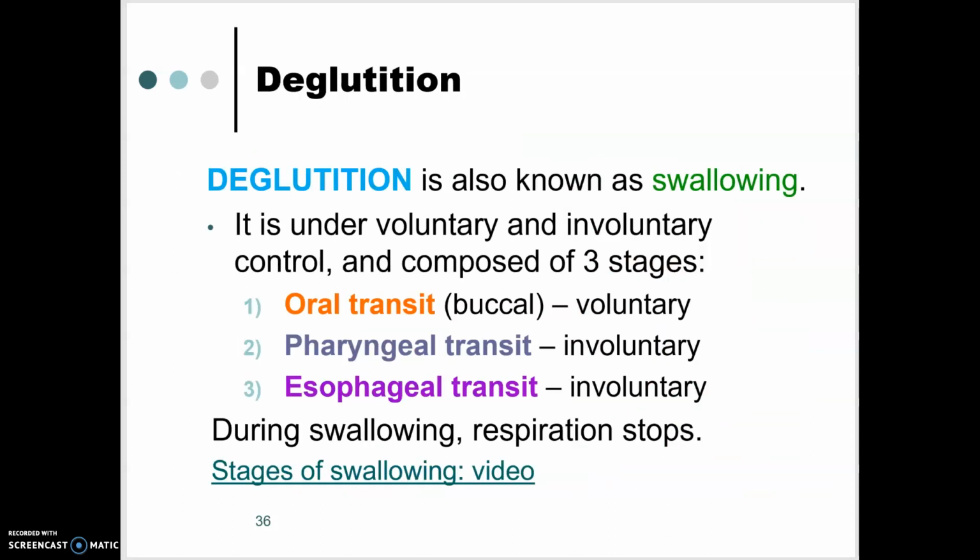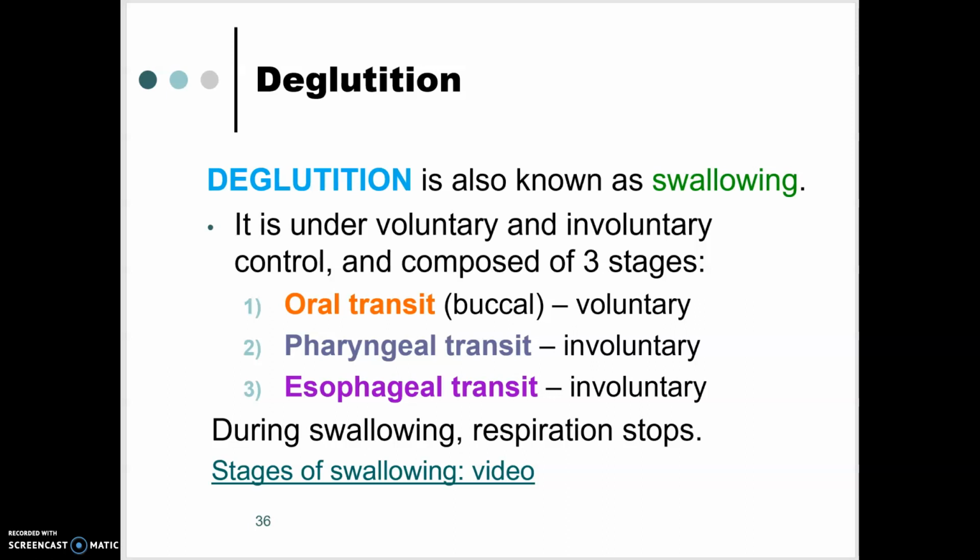Now, swallowing is also known as deglutition. Okay, so deglutition is the fancy word, the bigger word for swallowing. And swallowing has a couple of different stages, well, three stages actually. It has oral, pharyngeal, and esophageal transit. Now, transit just refers to movement. So the movement across the oral cavity, the buccal cavity, the movement across the pharyngeal cavity, and then the movement through the esophagus. So those are the three stages of swallowing or deglutition.